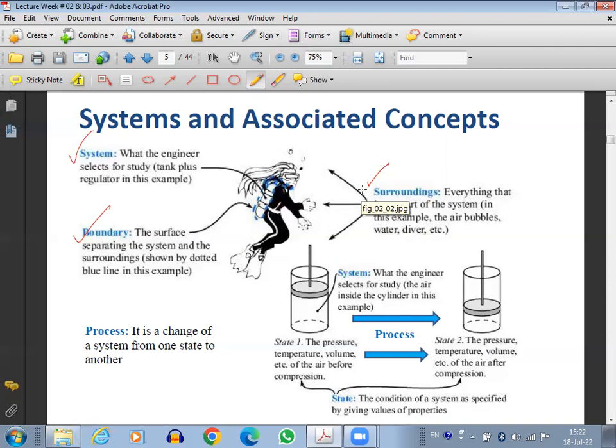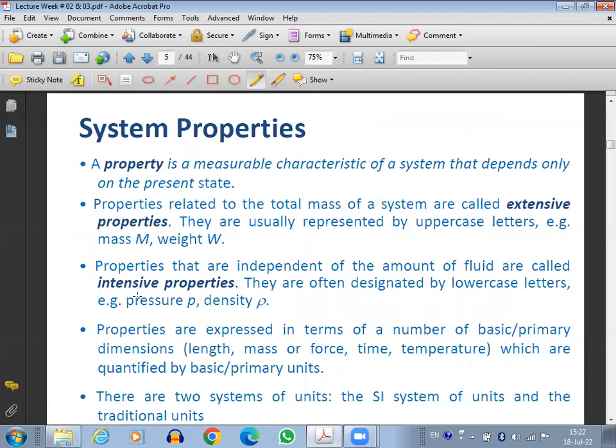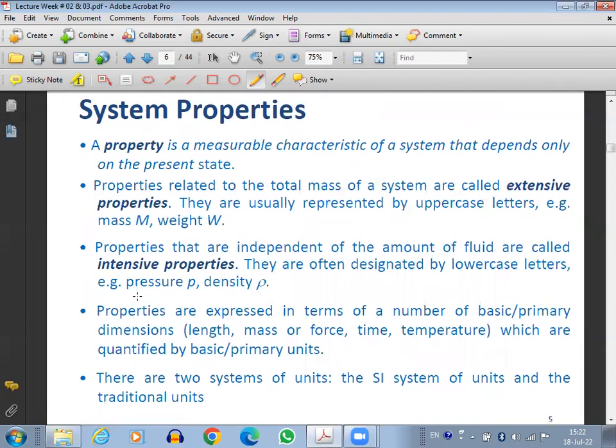The next thing is about a process. A process is a change of a system from one state to another. Whenever a change is occurring, it is associated with a process. State is any specific condition of a system. Now, system properties. Property is a measurable characteristic of a system that depends only on the present state. So whatever is the present state of a system, that is known as property.